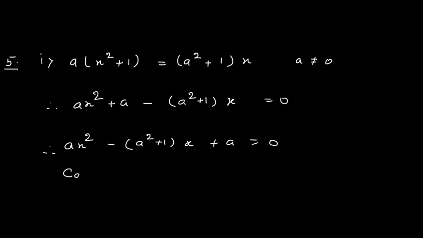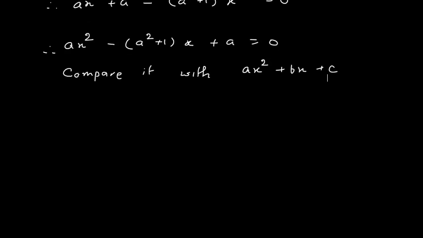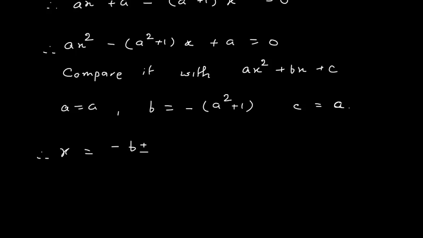Now we will compare it with, we are using the formula method, so compare it with ax square plus bx plus c. So the value of a, here a is a only, b is minus of a square plus 1 and c is also a. So therefore x, the formula is minus b plus or minus root of b square minus 4ac divided by 2a.